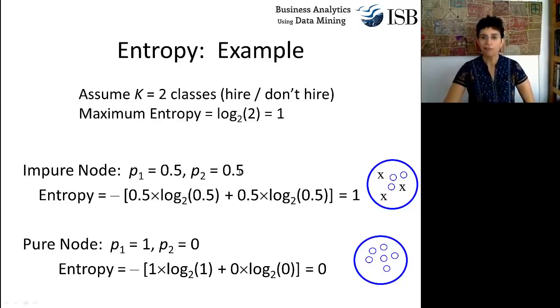If we have a 50-50% breakdown between the two classes, as shown in this little circle, then our entropy will be 0.5 times log base 2 of 0.5, and again, add up that number. We get an entropy of 1, which is again the worst case. On the other hand, if everyone is only of one class, then we get an entropy value of 0.